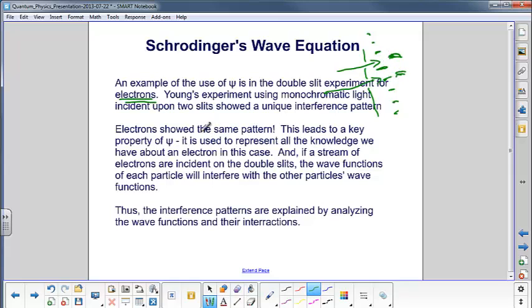But what happens is electrons are represented by the wave function psi, and this wave function represents all the knowledge we have about the electrons. If we have a stream of electrons hitting these two slits, their wave functions will interfere, and we will get an interference pattern here just like we did with light. Thus, the interference patterns that we see are explained by analyzing the wave functions and their interactions.